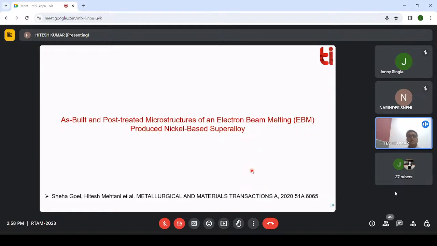This is basically the as-built and post-treated microstructure of electron beam melting, which is produced from a nickel-based superalloy. Nickel-based superalloy is a material which is used for aerospace applications, because it has good high temperature properties, so creep and those behaviors of the material are quite good. So these are basically used for aerospace applications.